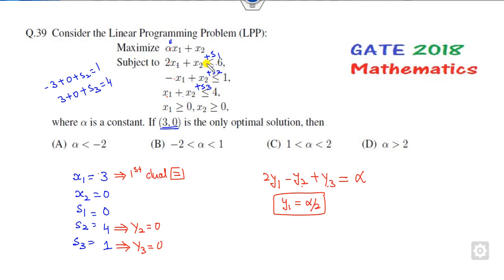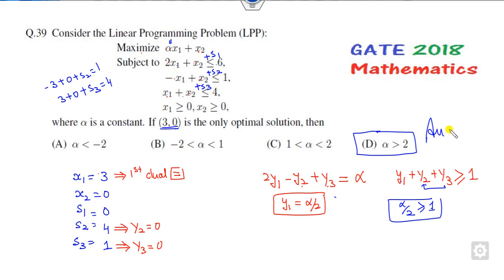Now we can write the second constraint. What is the second constraint? y1 corresponding to x2 plus y2 plus y3, because it's a maximization problem, so it is greater than or equal to 1. Now you can substitute these, both values are 0. So y1, which is alpha by 2, is greater than or equal to 1. So the right answer of this problem is here. Remember, these are the complementary slackness conditions.